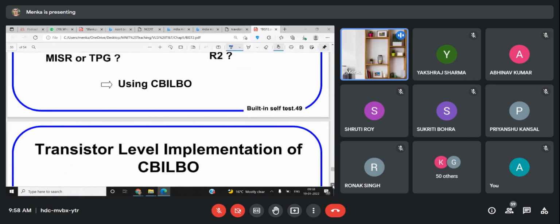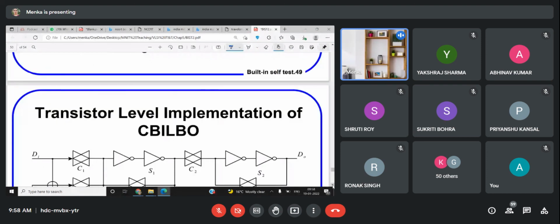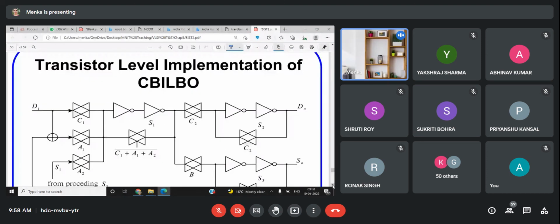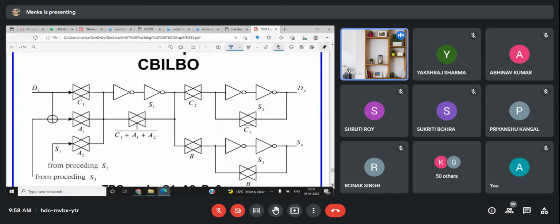So this is a transistor level implementation of CBILBO. You can see the transistor level implementation. Sorry, transmission gate. These are the transmission gates, and this is nothing but the D flip flop, master slave. Whatever block we have seen earlier, two D flip flops, this is the same. So you can just see this structure and understand how it is working, just like a D flip flop.